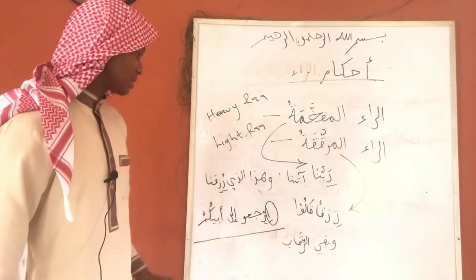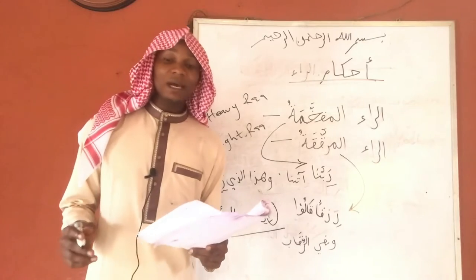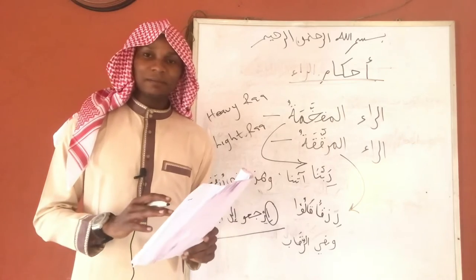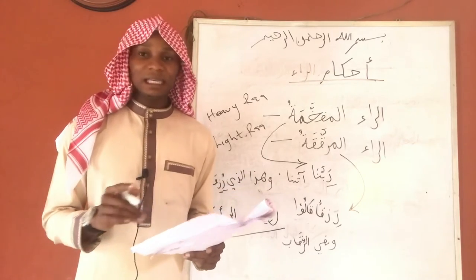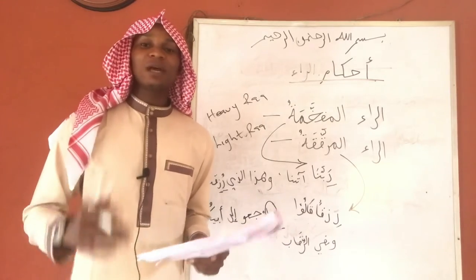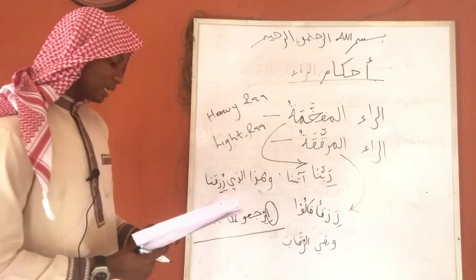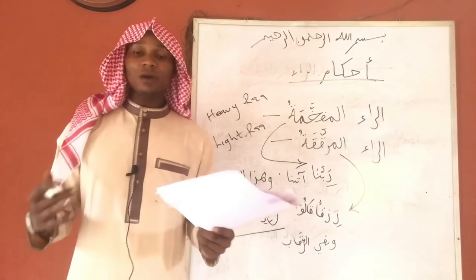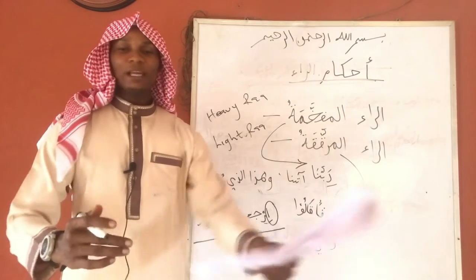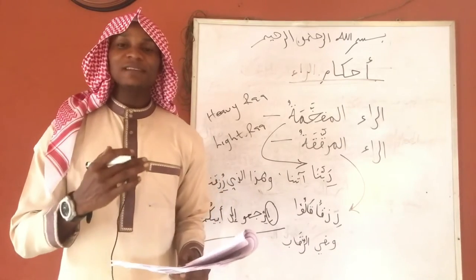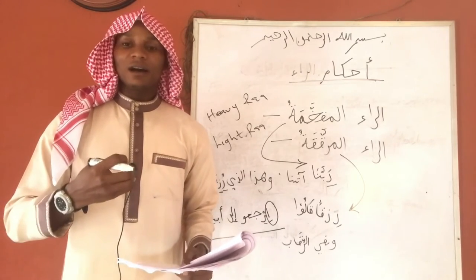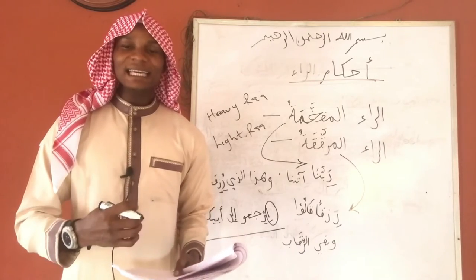Now let's move to the light Ra. The light Ra is to be read light when it is having kasra. This means when the Ra is coming in the beginning, the middle, or the ending of a word, or it is in a verb or a noun, you are to pronounce it lightly. An example is rizqan qalu. Now you see the differences. We have ru and we have ri. When you are pronouncing it light, it is istifal. Ri, ri, ru, ra, ra, ru, ri.